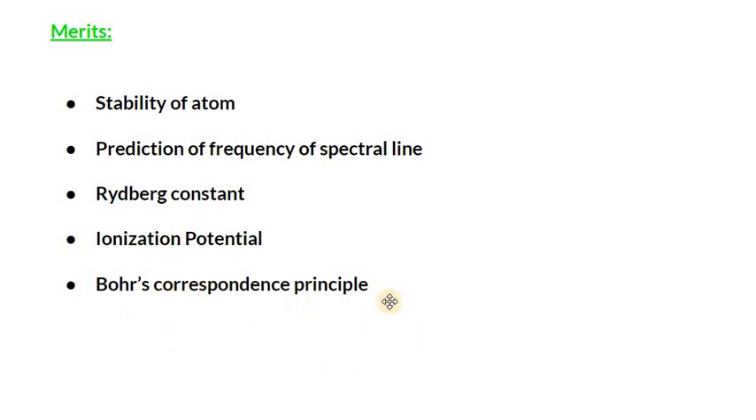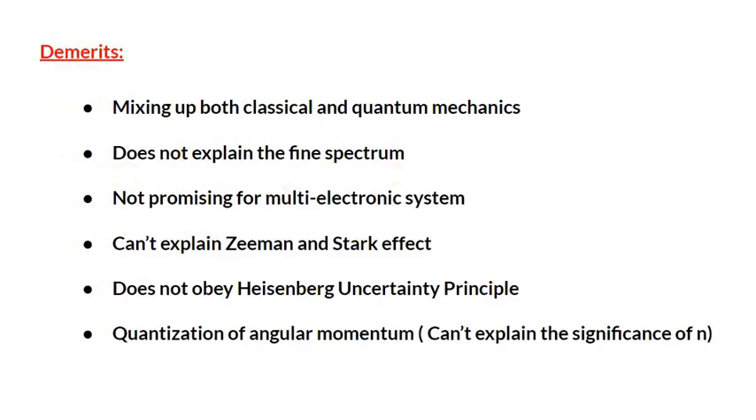This is the advanced quantum mechanics part. But I will let you understand how to understand that one. Okay, so next, a lot of demerits are also present, things that Bohr theory could not explain. Like Bohr theory mixed up classical and quantum mechanics. I have already told you about that.